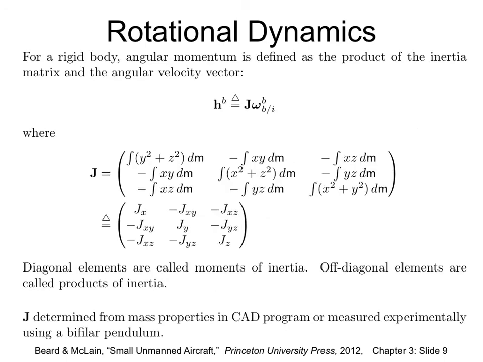And h in the body frame, the angular momentum, is written as the moment of inertia matrix multiplied by the angular velocity vector. The moment of inertia matrix is computed this way. Basically, it is integration of mass along a particular plane, like x squared and y squared, x squared and z squared. So it will give you the moments of inertia along the x-axis, y-axis, z-axis, and the off-diagonal elements are called products of inertia.